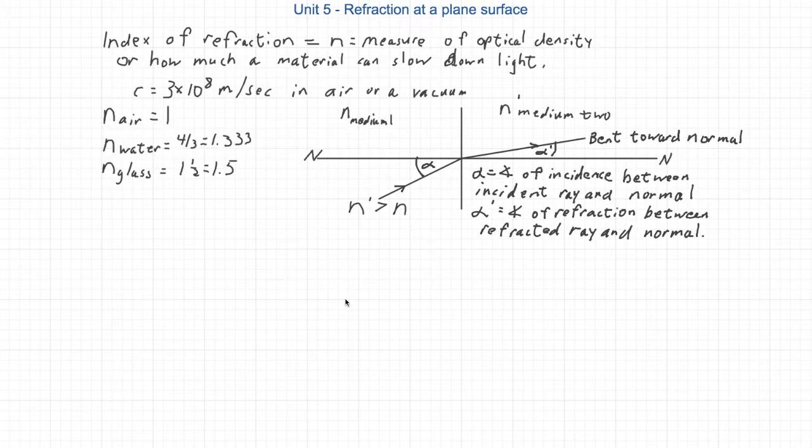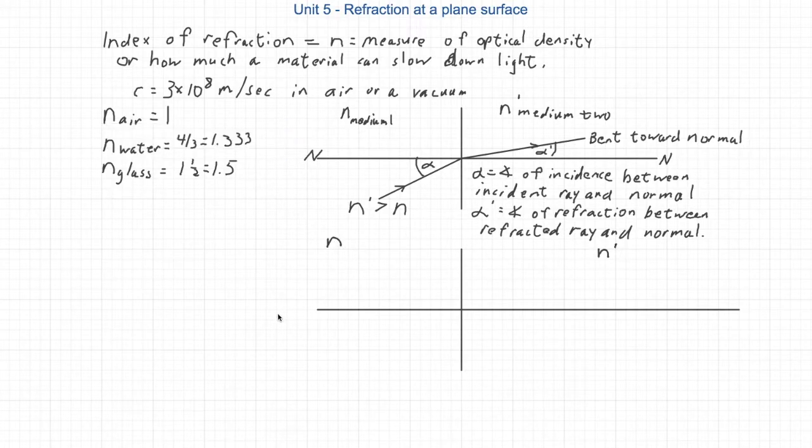Now let's draw the other option, which is where light travels from a higher index to a lower index material. So now in this case, N prime is less than N. Our incoming ray, and this time our refracted ray is bent away from the normal.